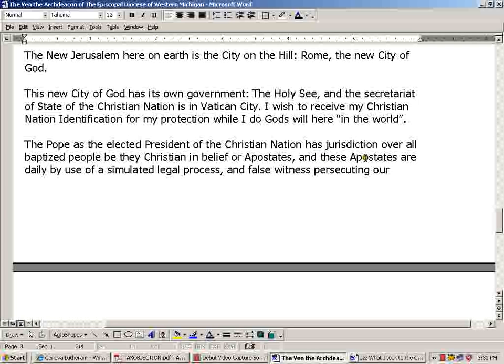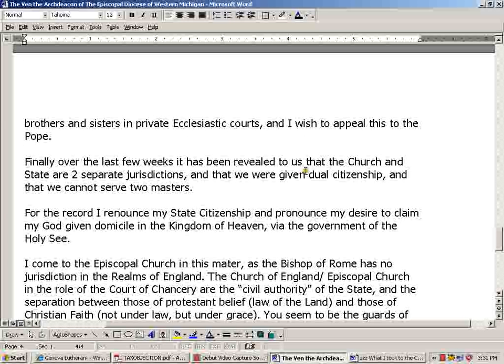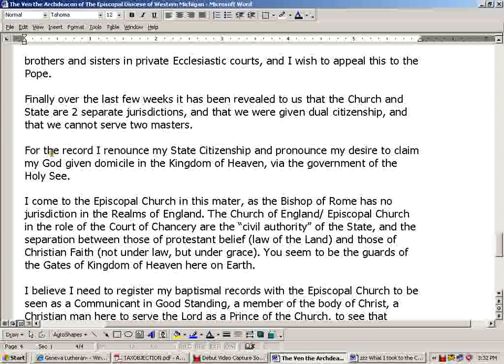And these apostates are daily, by use of a simulated legal process and false witness, persecuting our brothers and sisters in private ecclesiastic courts, and I wish to appeal this to the Pope. I don't want to go to the court of the false accuser anymore. Finally, over the last few weeks, it has been revealed to us that the Church and State are two separate jurisdictions, and that we are given dual citizenship, and that we cannot serve two masters. That came from a bishop. For the record, I renounce my state citizenship and pronounce my desire to claim my God-given domicile in the kingdom of heaven via the government of the Holy See.